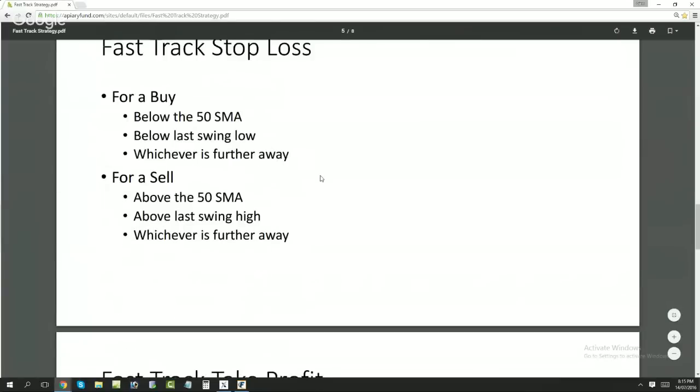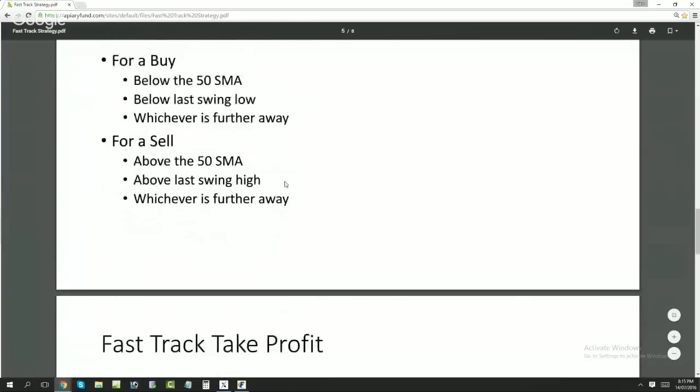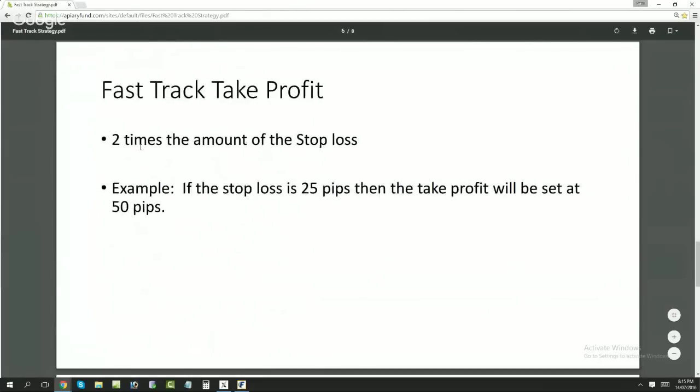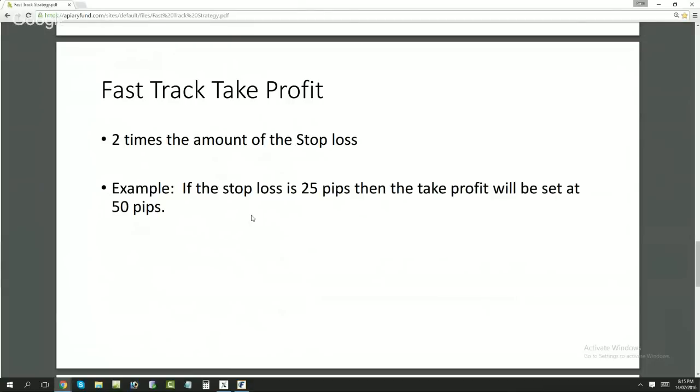And what else have we got here? The take profit, so it's 2 times the amount of the stop loss. So for example, if the stop loss is 25, then the take profit will be set at 50 pips. So we're looking at 200% of the stop loss target. That could be a variable, and we can optimize that and test that out if we wanted to.